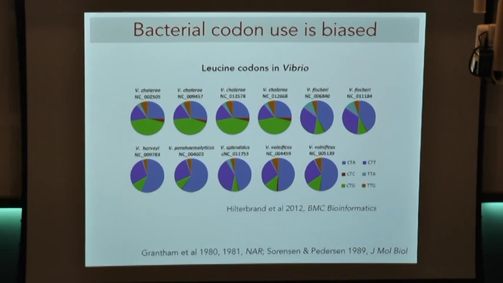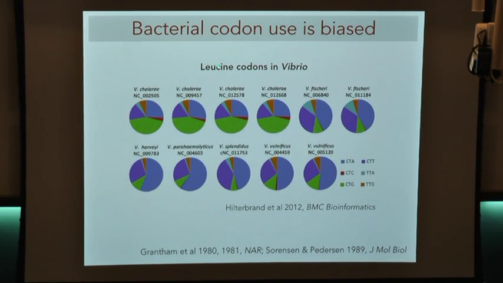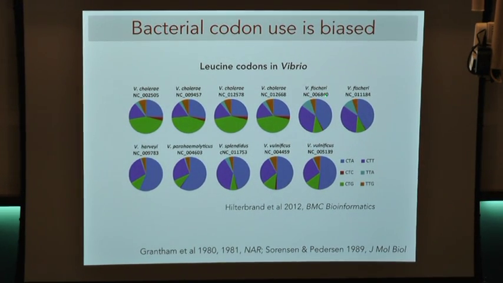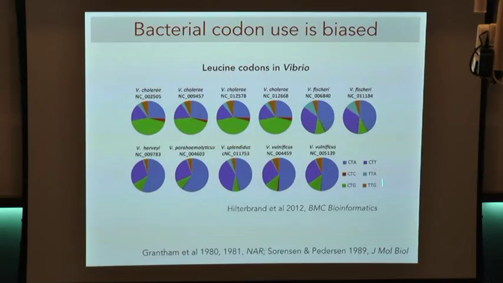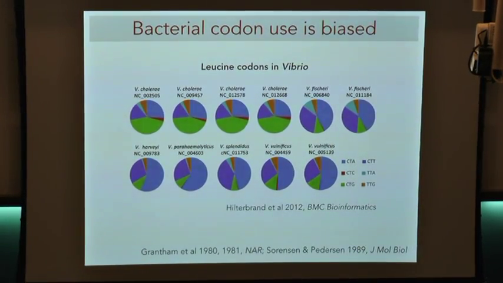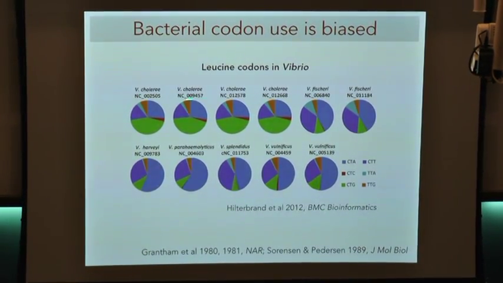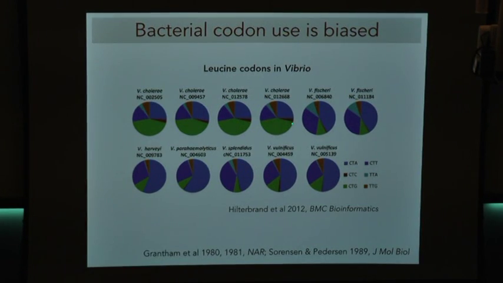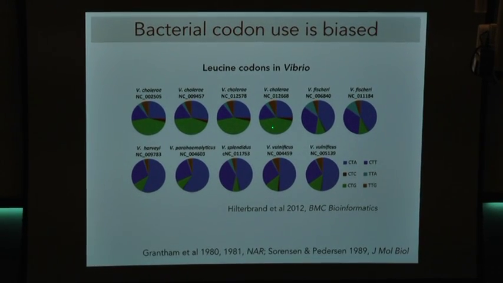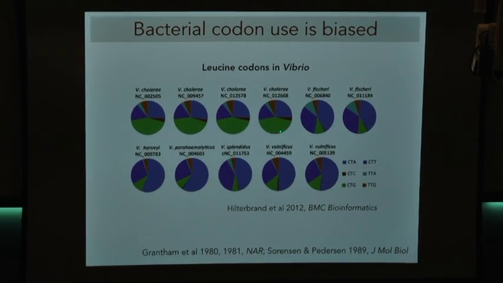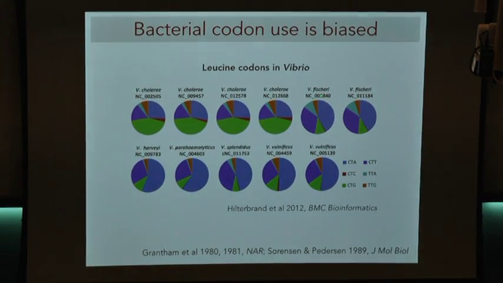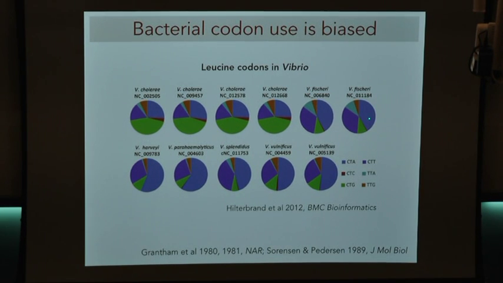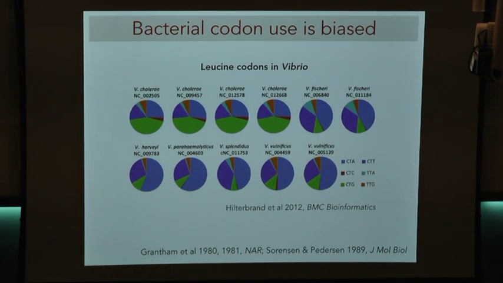So here's an example of leucine codons in different species of Vibrio, and you just see pie charts. Each of the colors corresponds to a different codon, all of which encode leucine. And you can quickly see that there's a bunch of species of Vibrio cholerae, a bunch of strains, all of which use CTG as their primary codon to encode leucine in their genomes. Whereas various strains of Fisheri seem to use the CTA codon much more frequently.